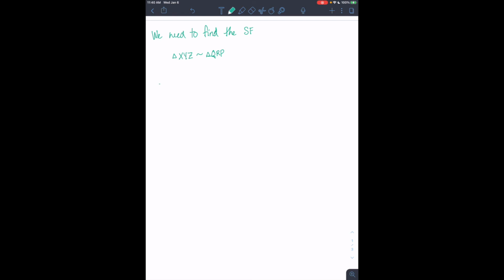So let me draw out two triangles here. So this is going to be XYZ, and then here I'm going to have QRP. Now, in this case, let's go ahead and put some side lengths on these. So here's a 2, 3, 5, and on this one we'll go 10, 6, 4.